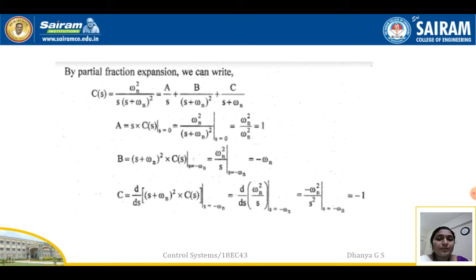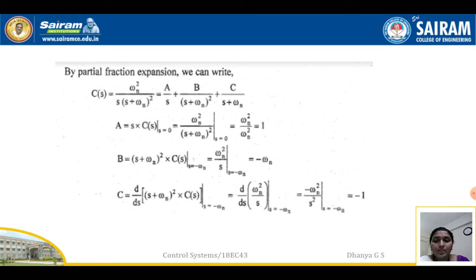So for the partial fraction expansion, we have to write the equation as a by s plus b by (s plus omega n) the whole square plus c by (s plus omega n). And we have to find the values of a, b and c. Now a, how will you find it? You have to multiply s with C of s and let s is equal to 0. So you will get omega n square divided by (s plus omega n) the whole square, letting s is equal to 0. When you substitute s equal to 0, you will get omega n square divided by omega n square, which is equal to 1.